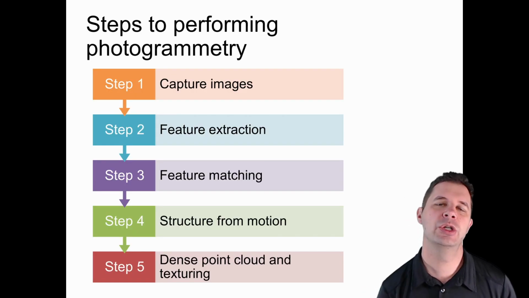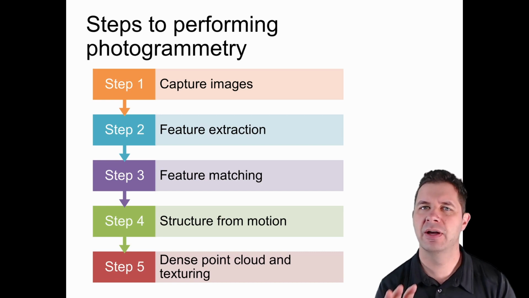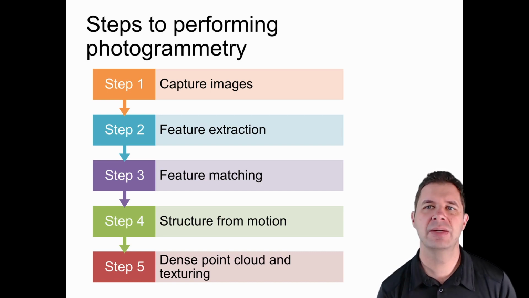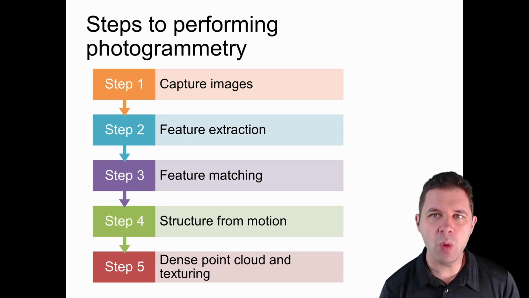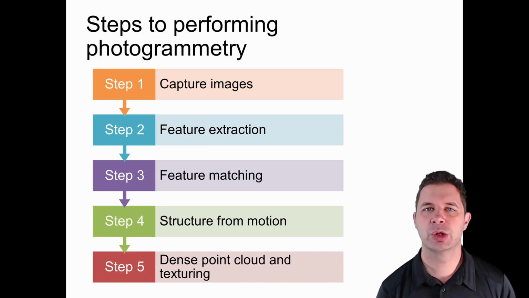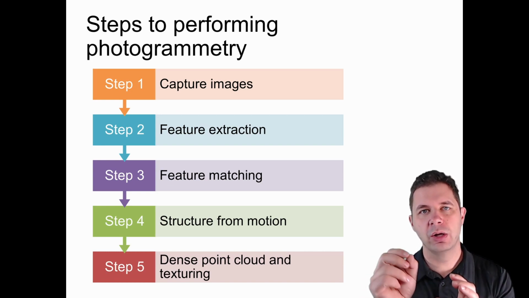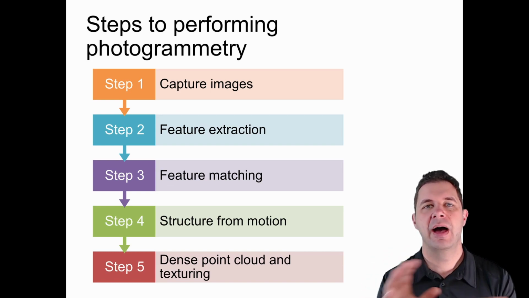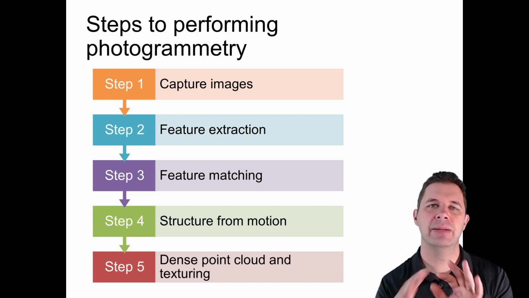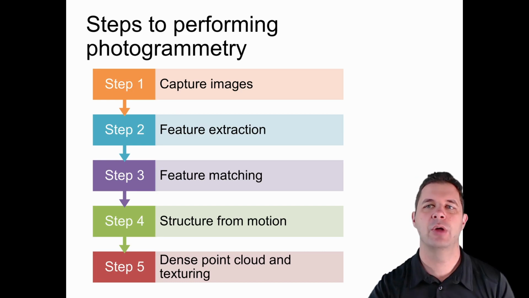Firstly, we need to capture images. We then need to capture or extract features from those images and match them between successive images. Once we've done that, we can develop our structure from motion models and then do our dense point cloud mapping, where we create our 3D representation from a whole lot of individual points within our image, and then start filling them in and putting texture to them so we can create a nice 3D model.